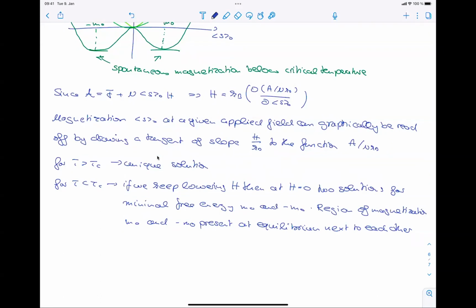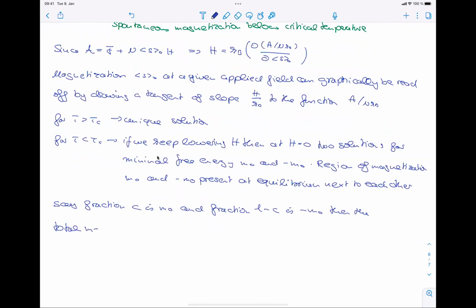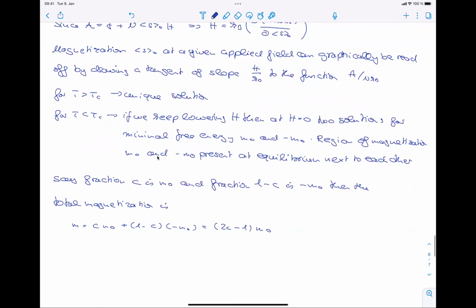And so say a fraction c is at M naught in my entire system, and then correspondingly a fraction 1 minus c is at minus M naught, then the total magnetization is c M naught plus (1 minus c) times minus M naught, which is (2c minus 1) M naught, which is in between minus M naught and M naught.